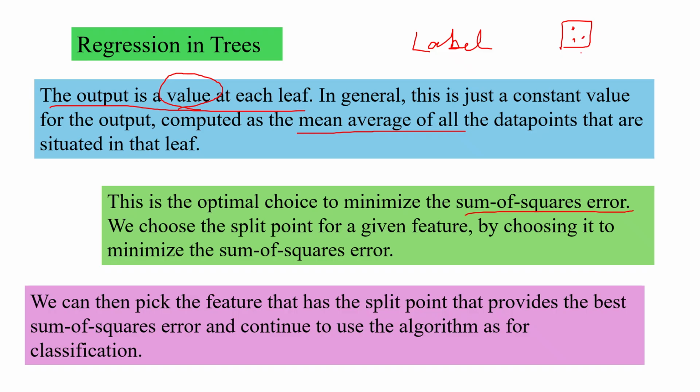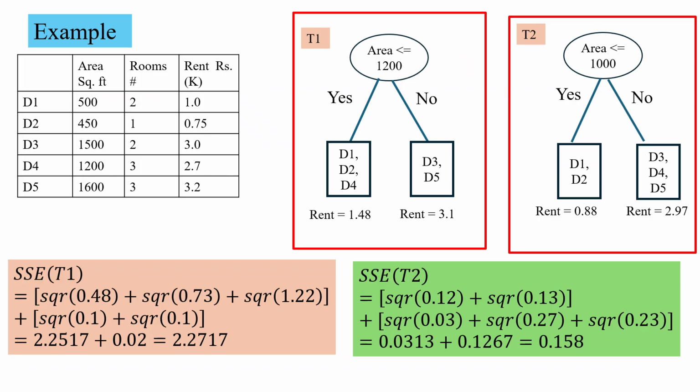We want to choose the best attribute, and this choice is now based on the minimization of sum of squares error. We choose the split point for a given feature by choosing it to minimize the sum of squares error. This is for our continuous features. For continuous features, we are choosing the split points, again minimizing SSE. And then the feature that has the split point with the best SSE is chosen as the splitting feature at that point. And then we continue. So now we take an example.